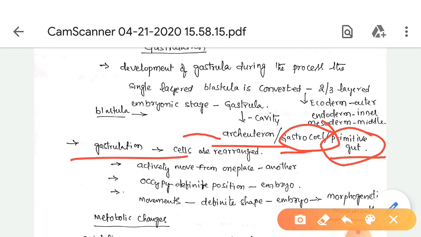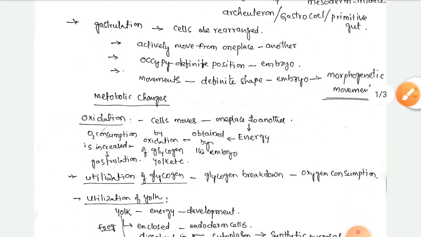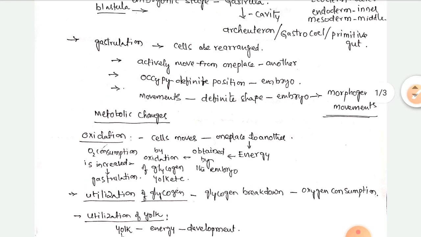During gastrulation, the cells are rearranged and actively moved from one place to another. These movements are called morphogenetic movements, and they give a definite shape to the embryo. Oxidation: during gastrulation the cells move from place to place, and for these movements they need energy. This energy is obtained by the embryo by oxidation of glycogen and yolk.